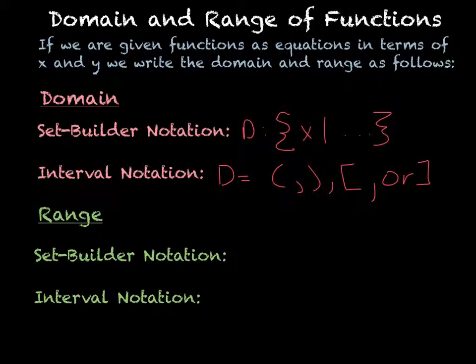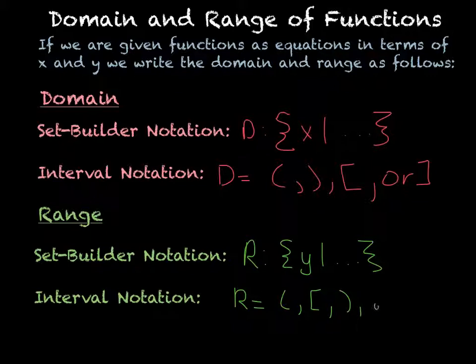And range will be the same thing, except we'll say R colon the set of all y's such that, and then end your set. Or in interval notation rather, we're going to use our parentheses and our square brackets. Okay, so just make sure we're paying attention to which we're asking. Set builder notation, you've got to have y such that, x such that, whatever. Interval notation, you just use your parentheses or square brackets.